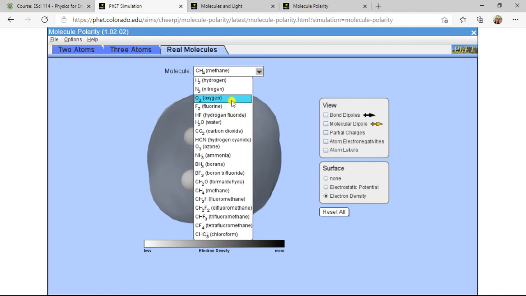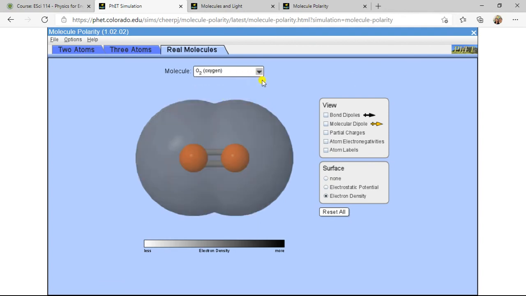So you have oxygen. Here you can view its bond dipoles. Again, these are characteristics of our molecules, and you relate them to the simulation. For example, oxygen has zero partial charges for both atoms, and the atom electronegativity of oxygen is 3.5. Since it is O2, both have 3.5. Here you can have bond dipoles, and the direction of the molecular dipole. Then you can check atom labels.